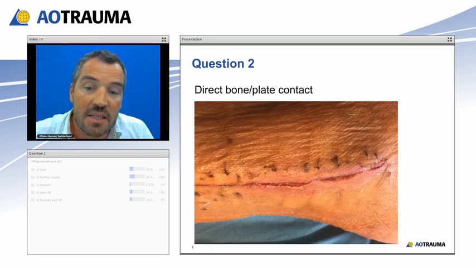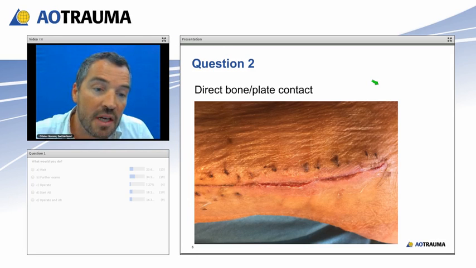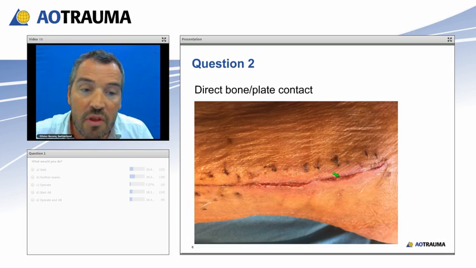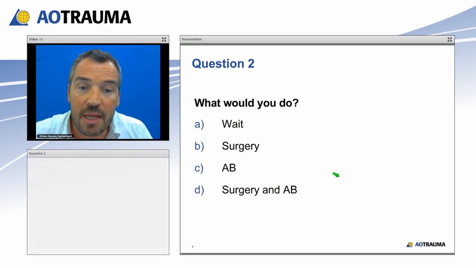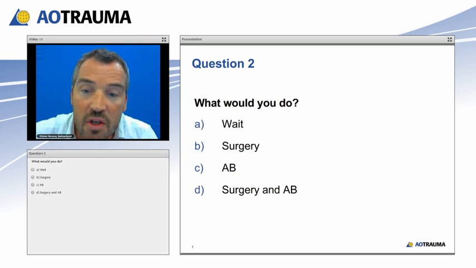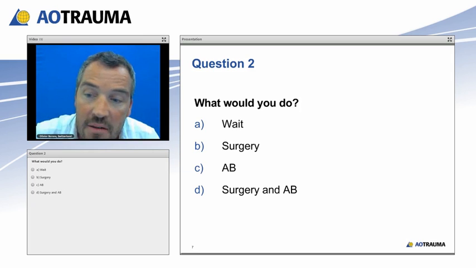And with a probe now, we have a direct contact with the plate in the lower part of the wound. Around here, there's a direct contact with the plate and with the bone. So in this situation now, would you still wait, or what would you do? Please give me your answer now. What would you suggest in this situation?